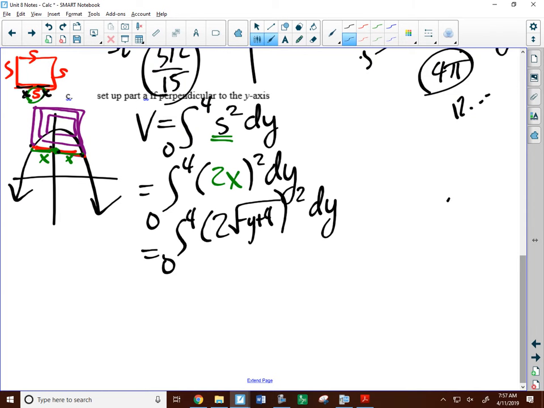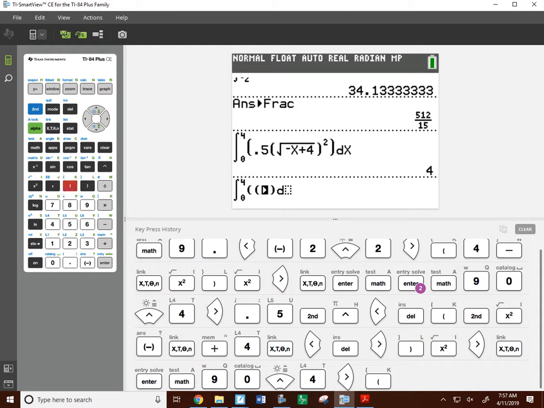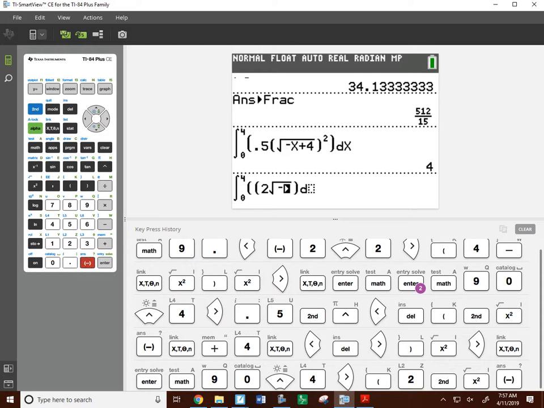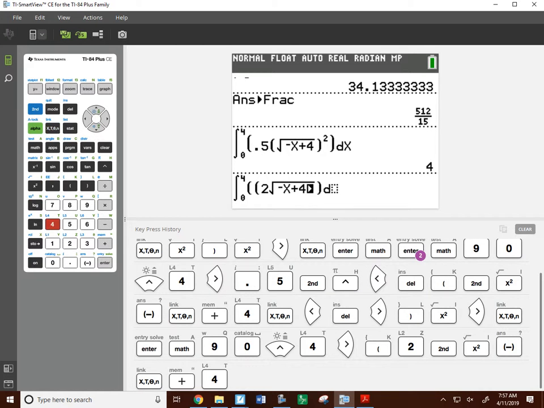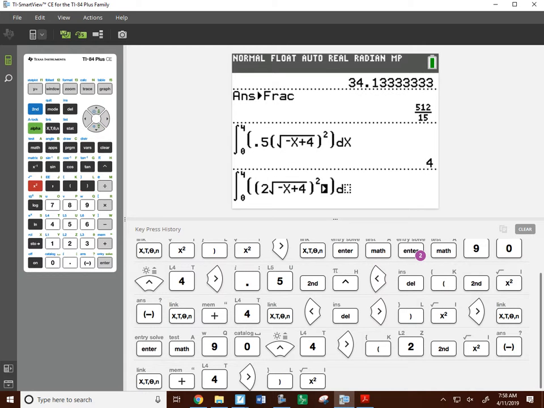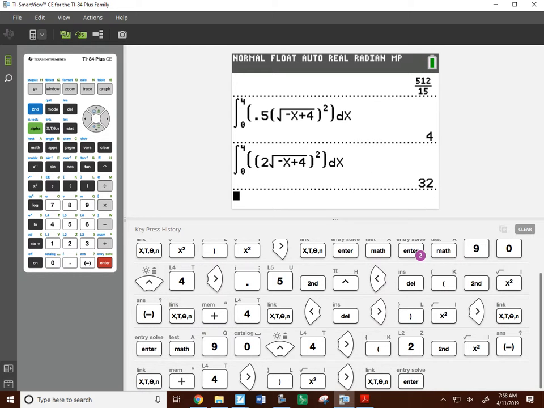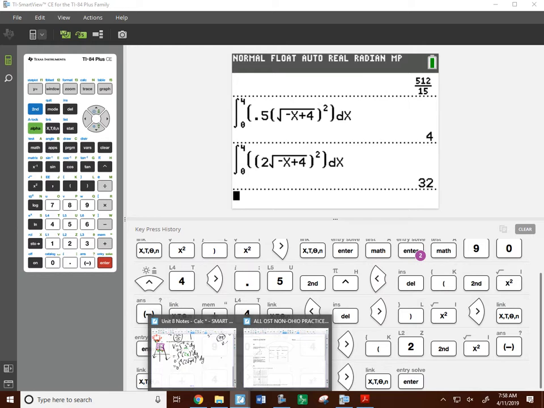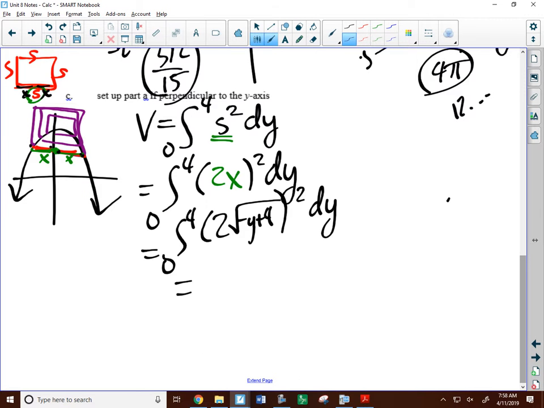So notice I'm going to put in parentheses here. Start of parenthesis 2, and then square root of negative y, but I put an x, plus 4. Okay, then I close the parenthesis. It was squared. And then I should be good. And there we go, 32. Okay, and this one there was no pi I had taken out, so it's just 32. That's the answer. Good stuff.